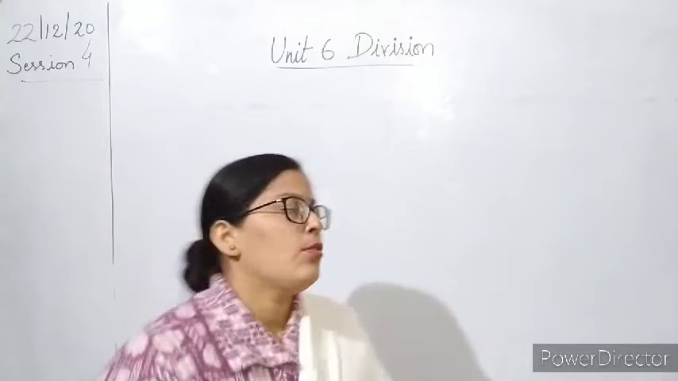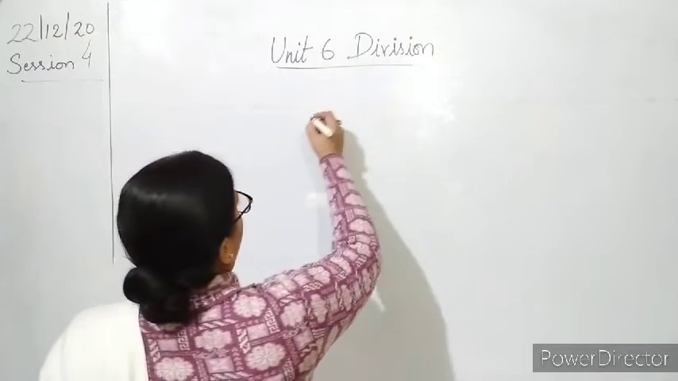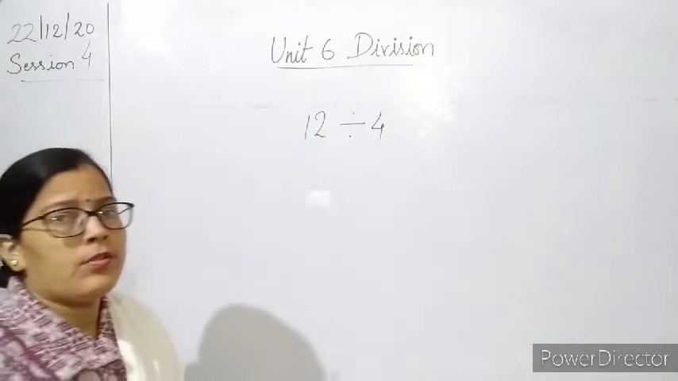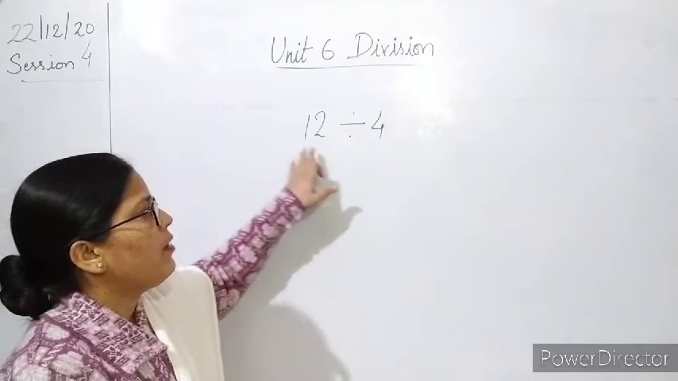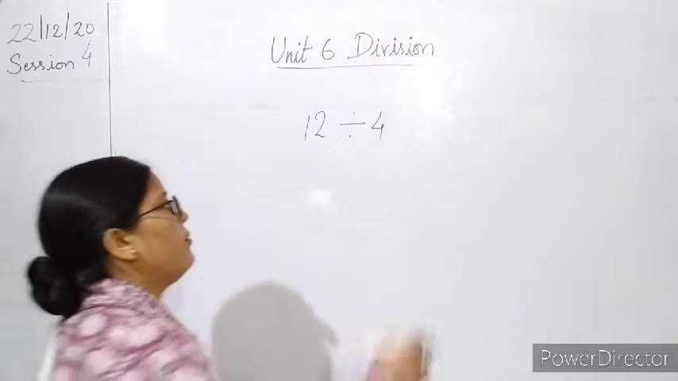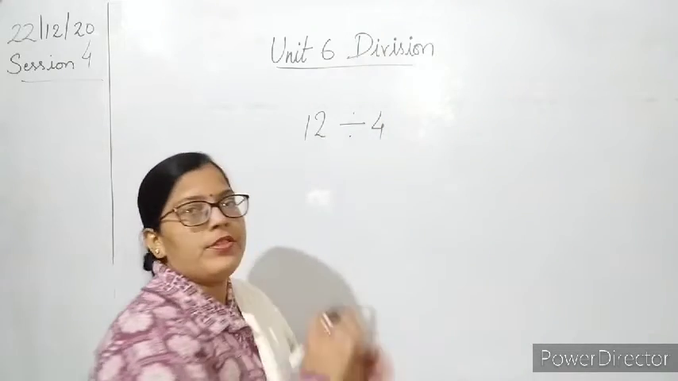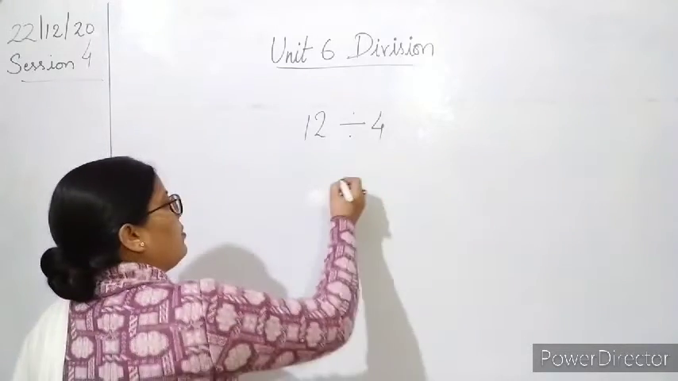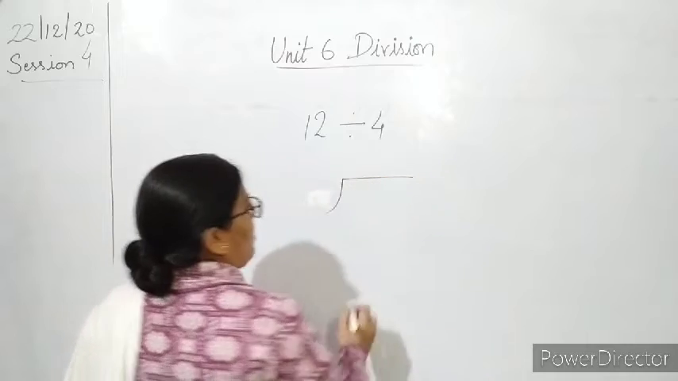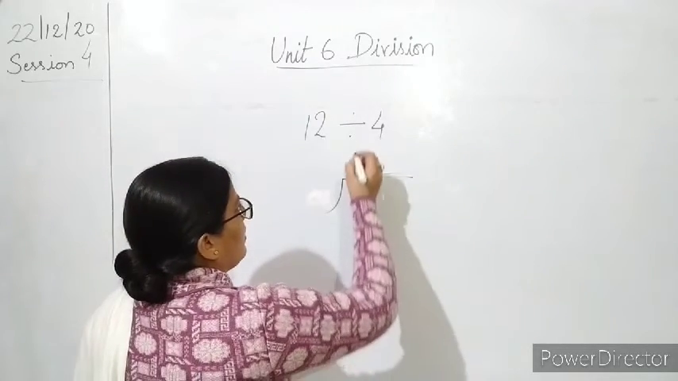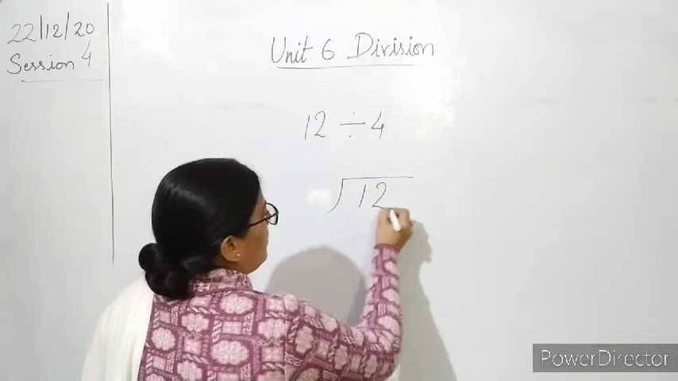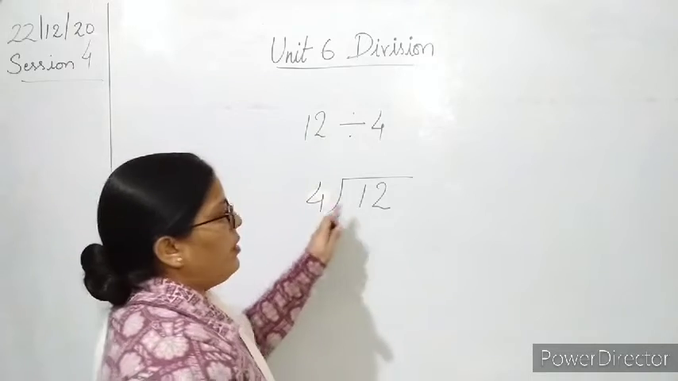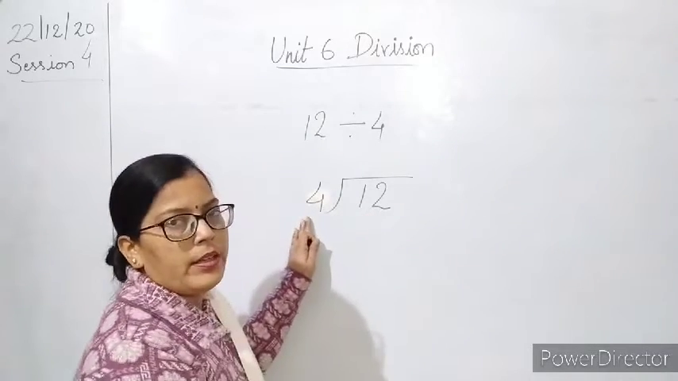Okay. So suppose I want to divide 12 by 4. If the division question is 12 divided by 4, here we have to divide 12 by 4. So how will we divide this in the long division method? Now we know 12 is the dividend and 4 is the divisor. So we'll draw the lines like this and we'll write the dividend inside these lines and 4 outside. Here we'll write the dividend and outside we'll write the divisor.